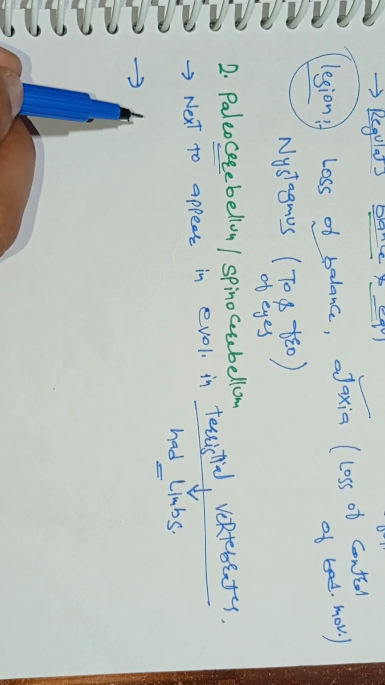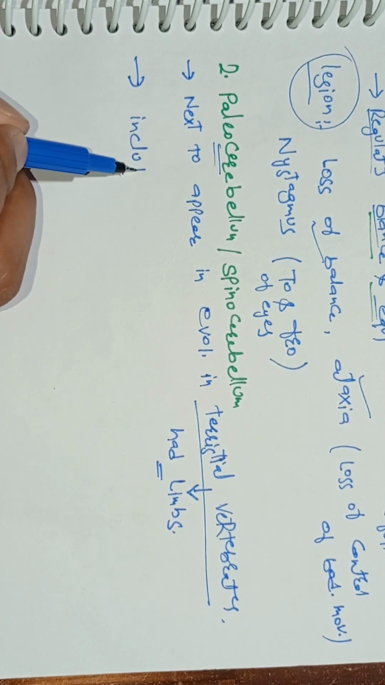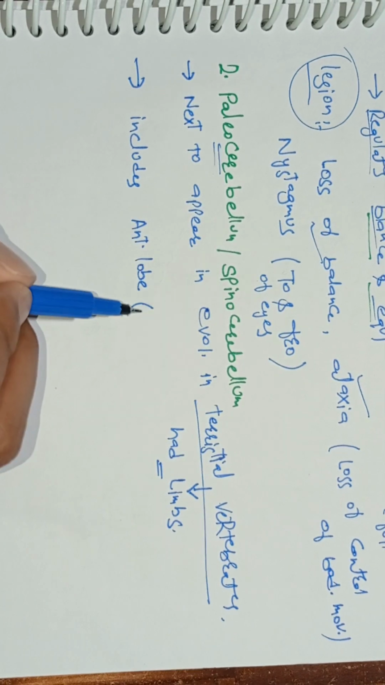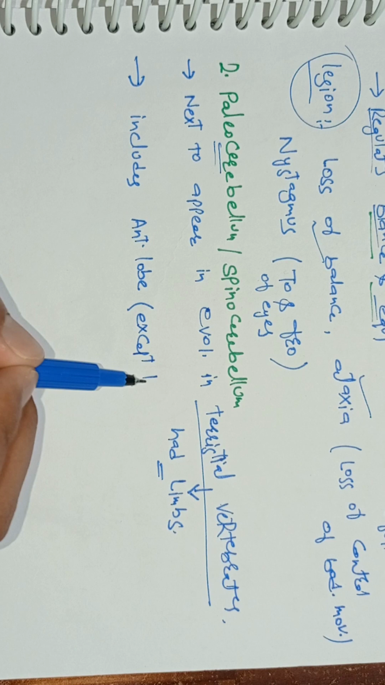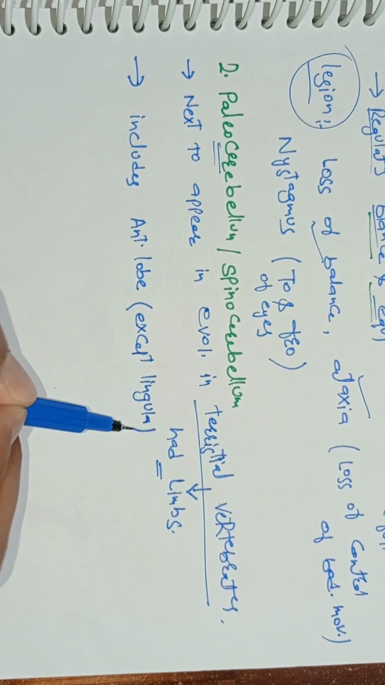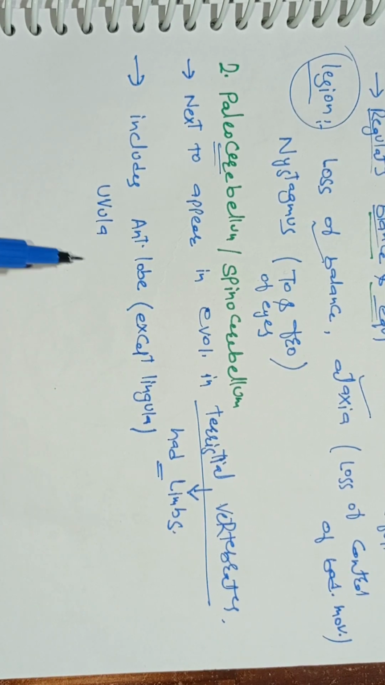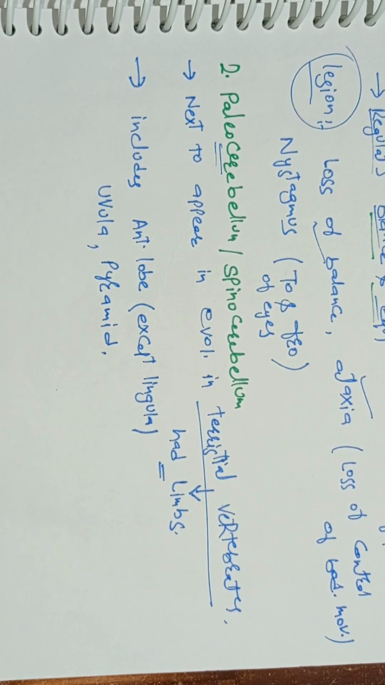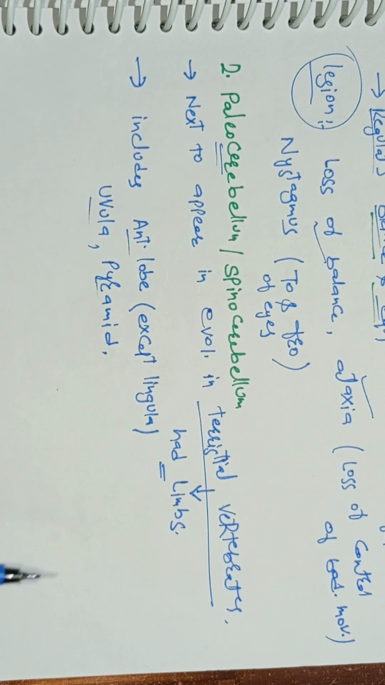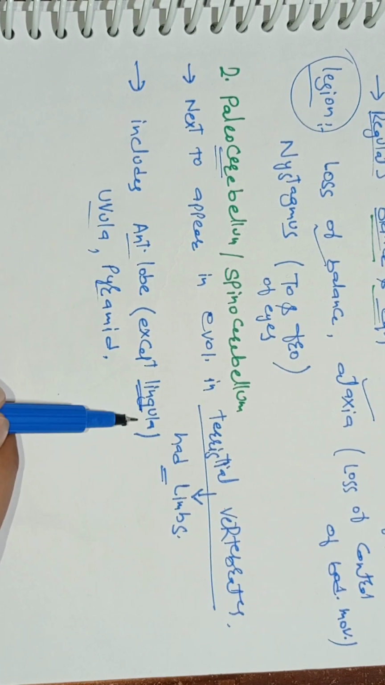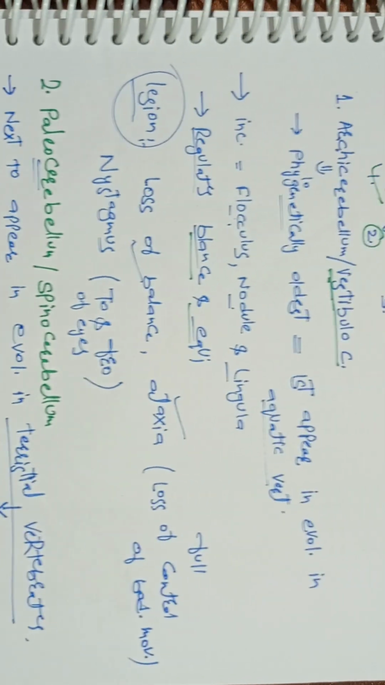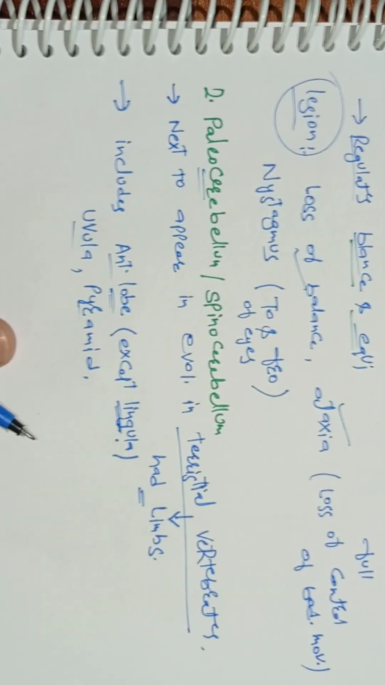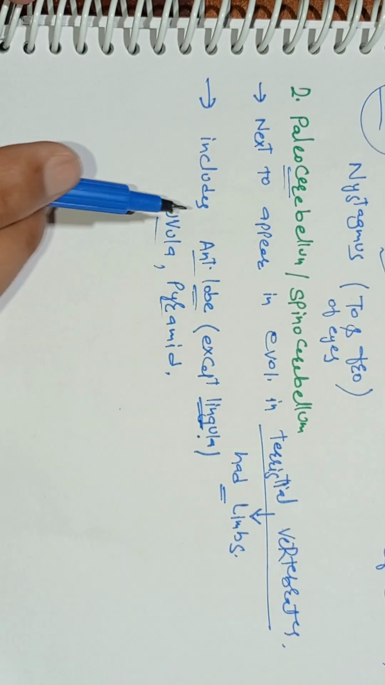Second point, it includes the anterior lobe except the lingula. It also includes the vulva and the pyramid. So the paleocerebellum includes the anterior lobe, the vulva, and the pyramid, but it does not include the lingula. The lingula is part of the archicerebellum. This is the second point in this morphological division.